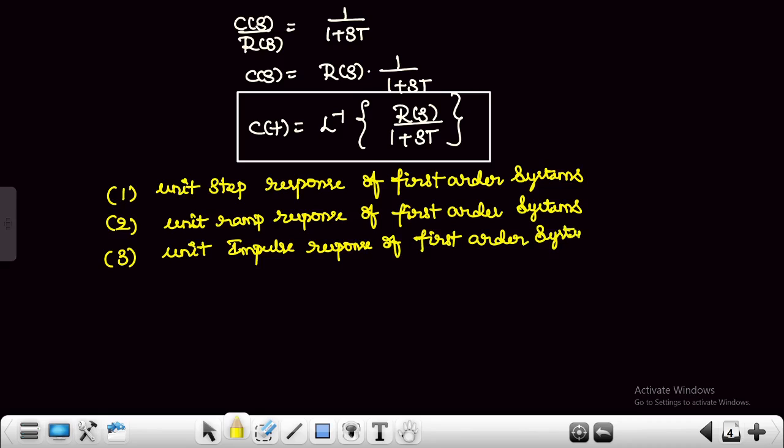In this video we are going to study one case. The next two cases we will study in another video. So let us take the first case. What is the unit step response of first order control system? Let us consider that case. The first heading will be the unit step response of first order control system.